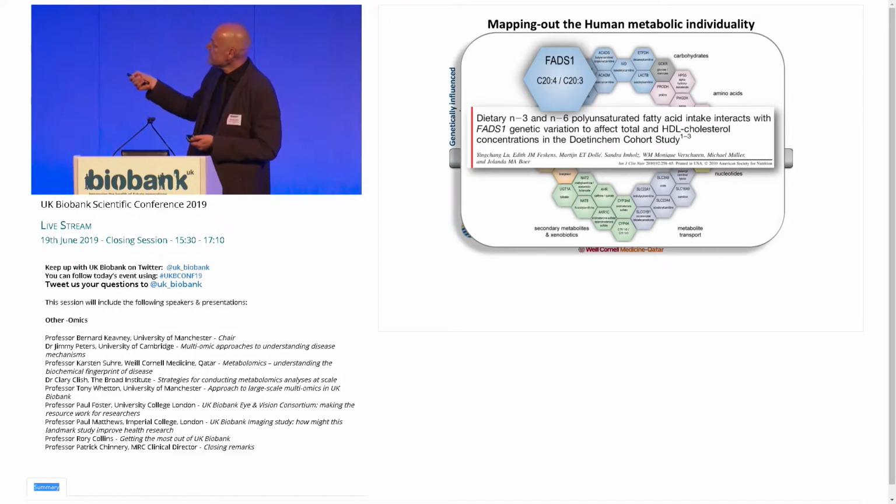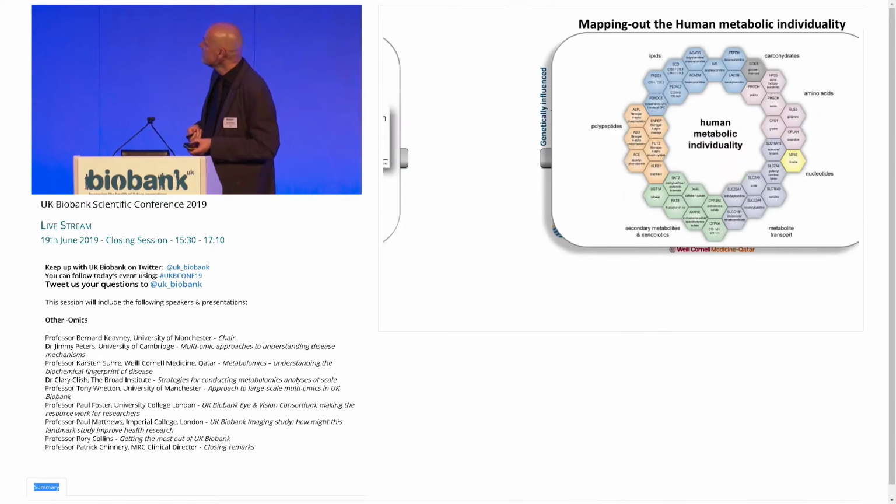Gene-environment interaction. So the FADS I showed you before, people later studied the genetic variant and its interaction with intake of omega-6 and omega-3 fatty acids, and they actually show there's an interaction between them and the outcome of LDL and cholesterol. So you can use these genetic variants to actually predict gene-environment interaction.